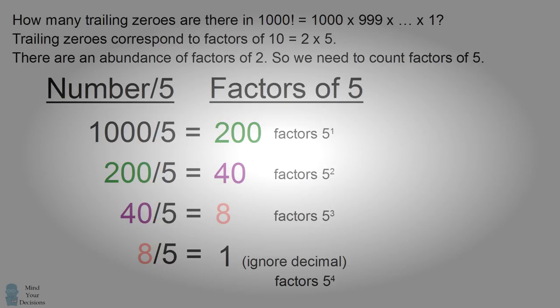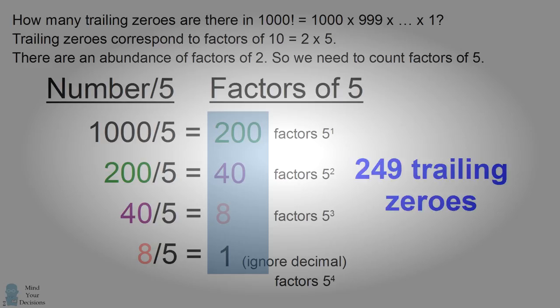To get the total number of factors, we count up these terms, 200 plus 40 plus 8 plus 1, and that gets us to the answer that there are 249 trailing zeros in 1000 factorial. And it's really cool that we can figure out the number of zeros in this really immensely big number without actually having to do the calculation of figuring out what the exact answer is. We can simply count the number of factors of 5.